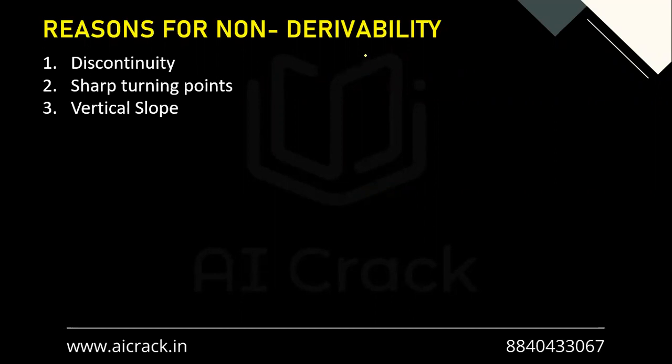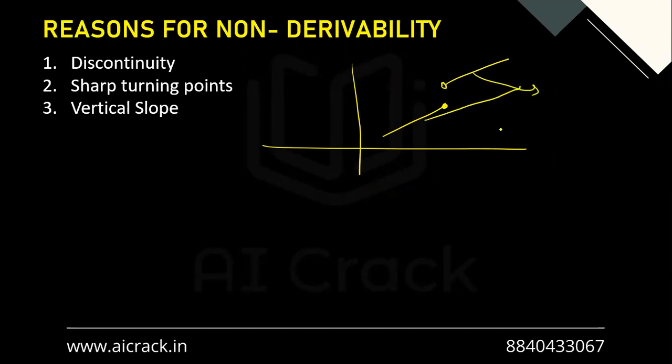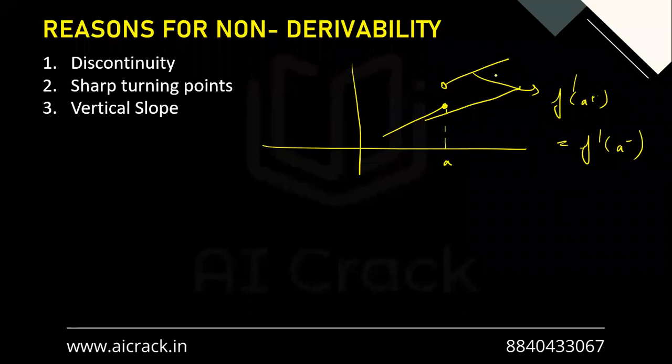Now, since we have seen a few examples, let's look at the theory for the reasons of non-derivability. The first one is discontinuity. In the beginning, I gave one example. Let's say this is a function and this is a closed circle over here, open circle over here. It's given that these two slopes are equal. Let's say this point is A. So f dash A plus equals f dash A minus. But still, this function is not derivable at this point, right?